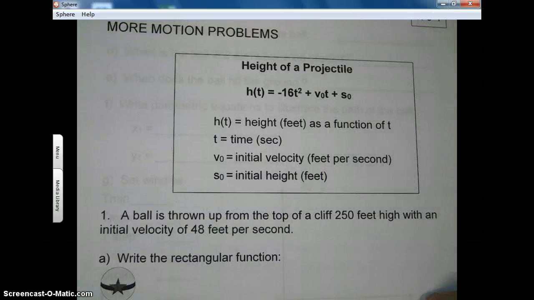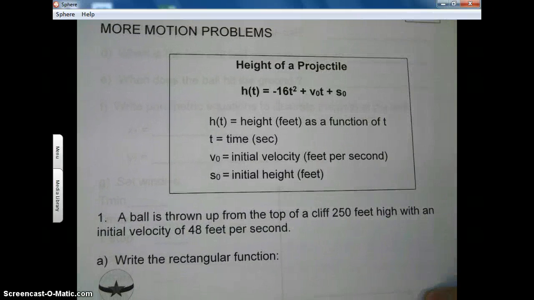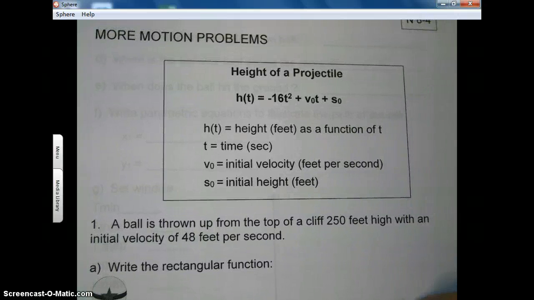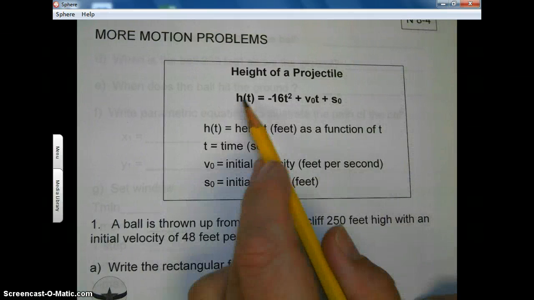More motion problems. After this last quiz, I decided that we needed to do some problems involving gravity. So, take a look here. We have the height of a projectile. Here's the formula.